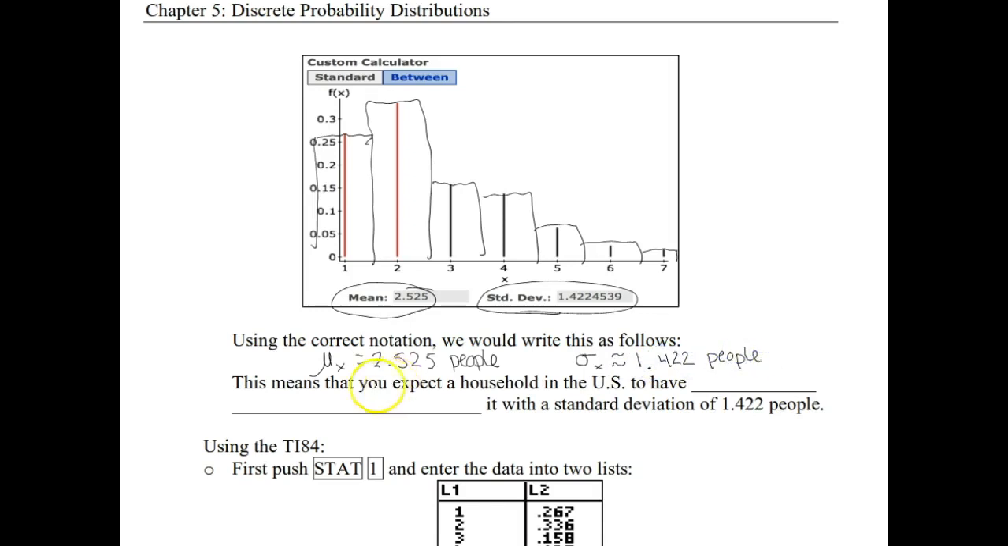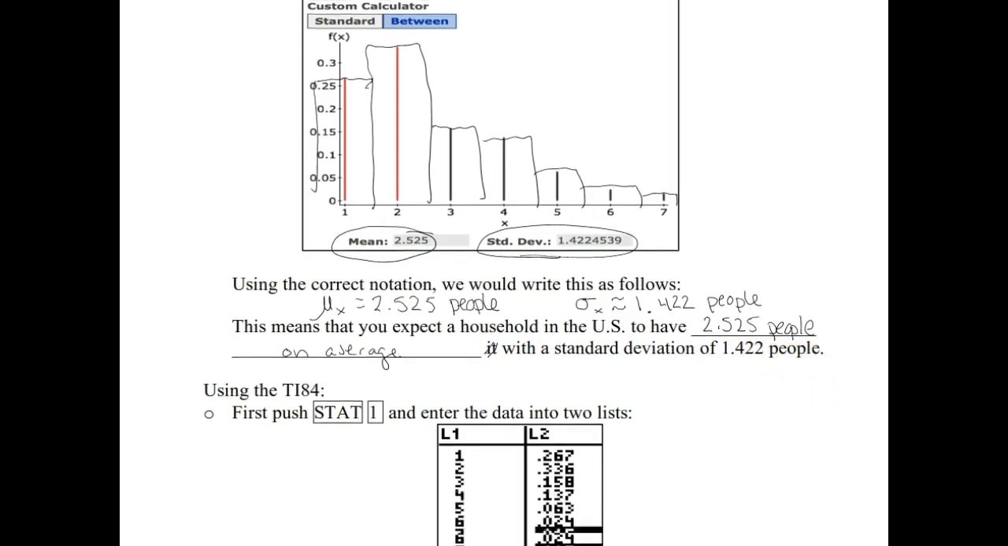So if we were to interpret what this means, we expect a household in the U.S. to have 2.525 people on average, with a standard deviation of 1.422 people.